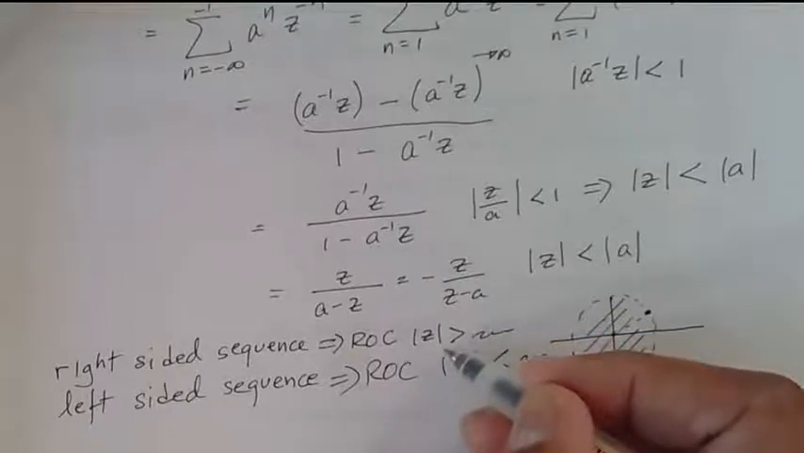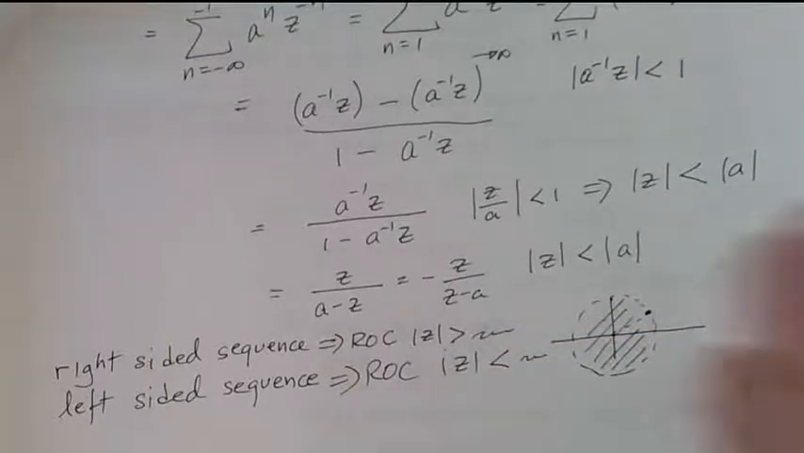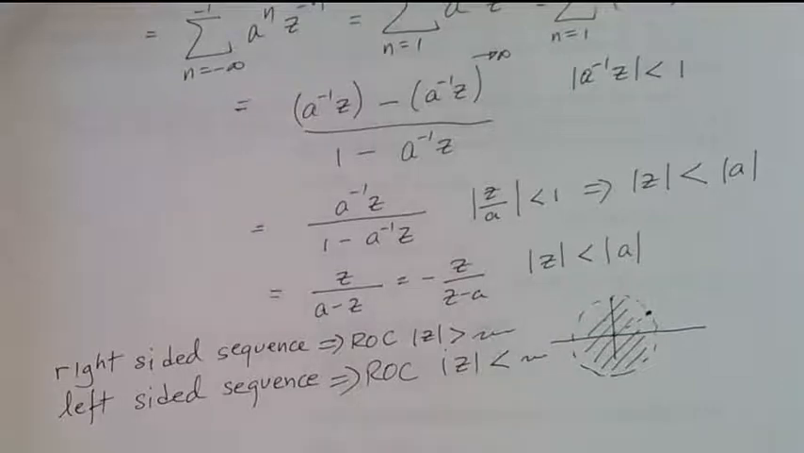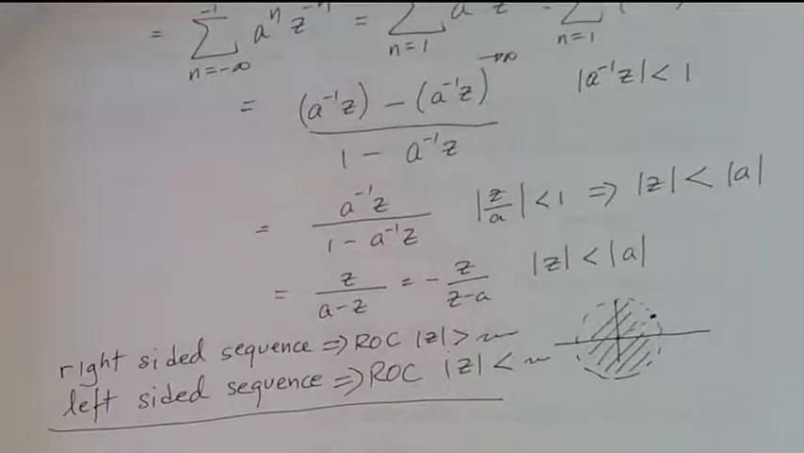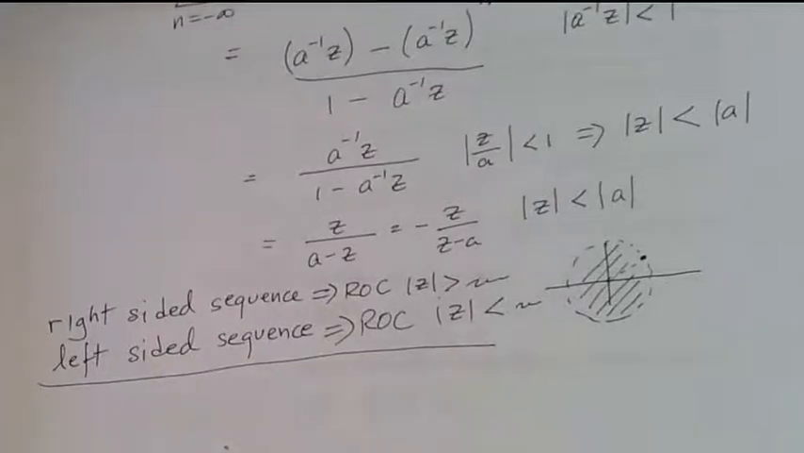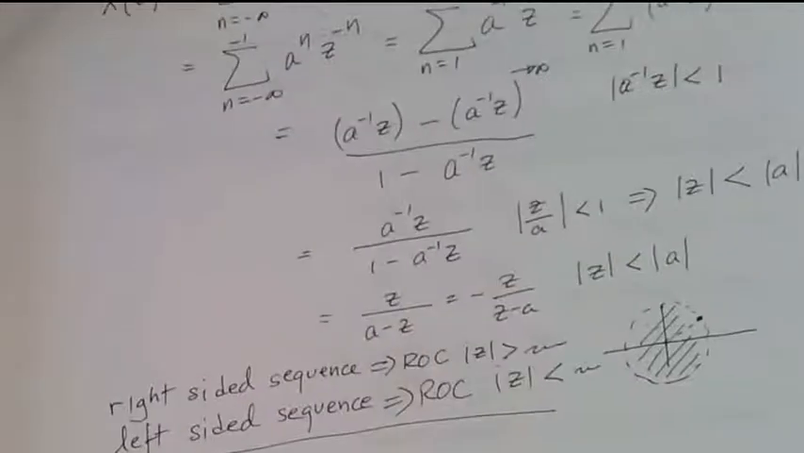is the same as in the Laplace case. When we had a right-sided sequence, we had a region of convergence which was to the right of a boundary, and a left-sided sequence was to the left of a boundary. In this case, when you have a right-sided sequence, the region of convergence is outside of a circle, and when you have a left-sided sequence, the region of convergence is inside of a circle. So the right side maps to outside of a circle, the left side maps to inside of a circle. Okay, this is something you will see over and over and over again. Okay, so we got these two.